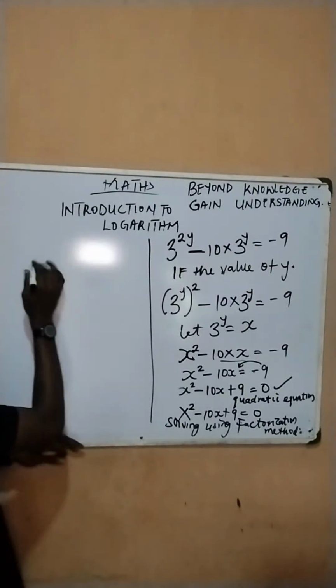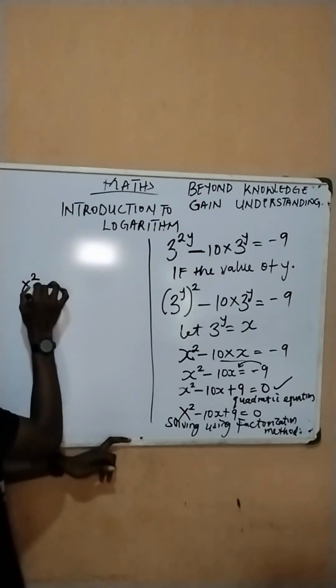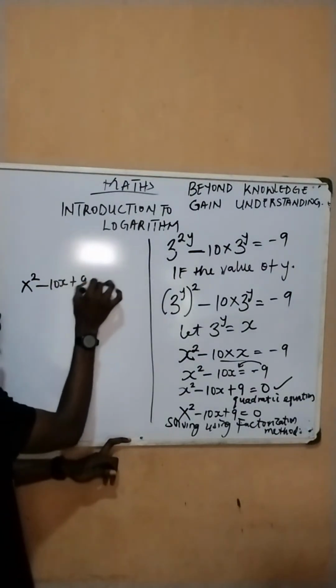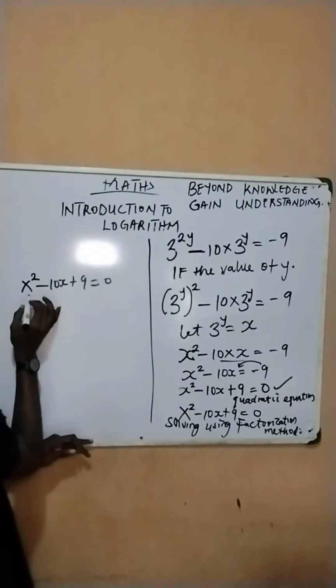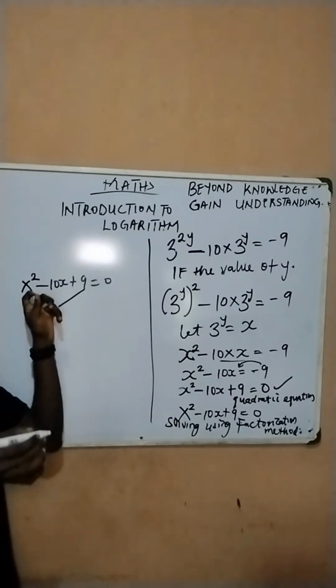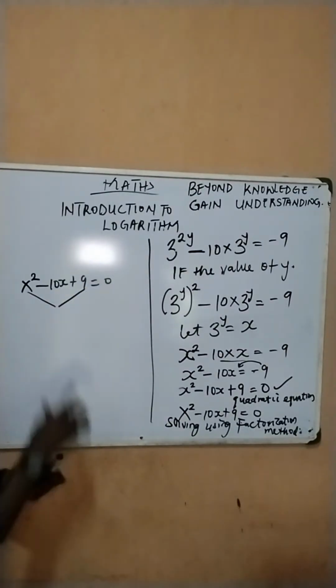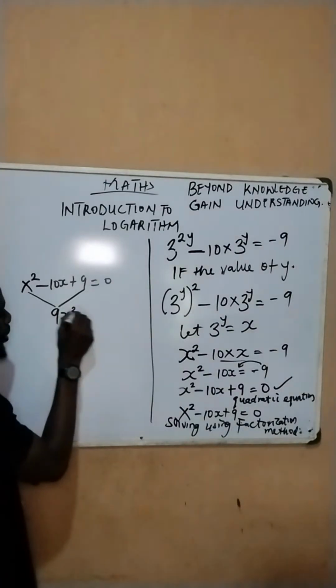Well, let me write it out here so that it will be visible. x squared minus 10x plus 9 equals 0. So what the factorization method simply means is, first, you take the first expression and multiply it by the last expression here. It's more like saying x squared multiplied by 9, which gives us 9x squared.